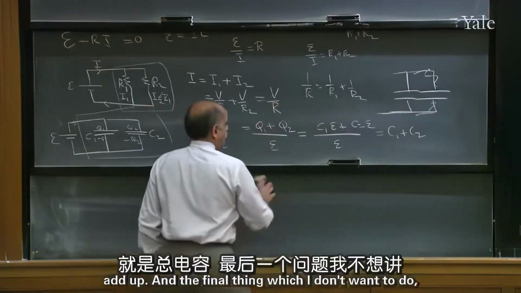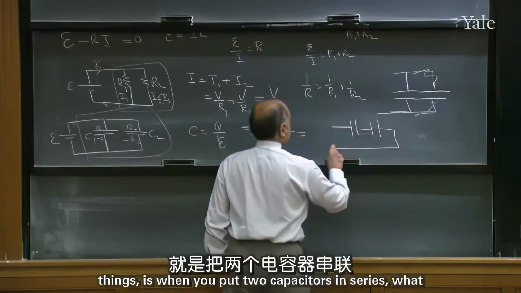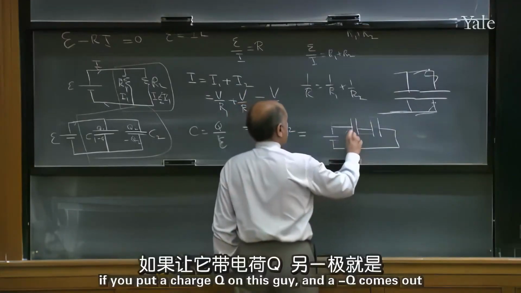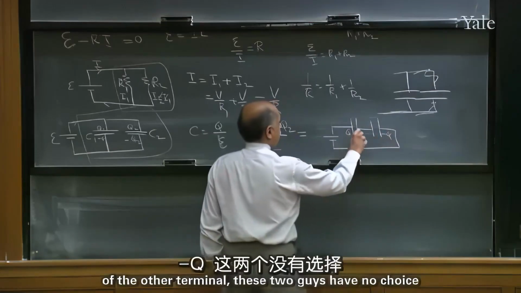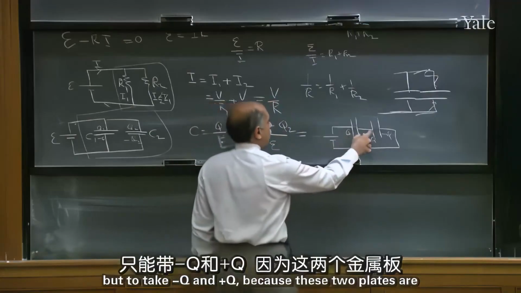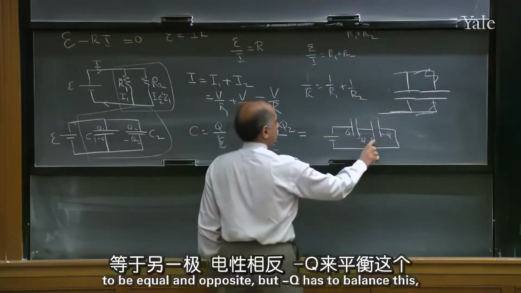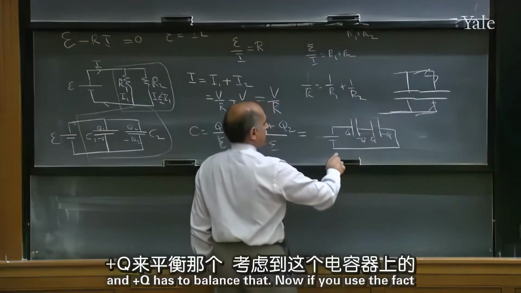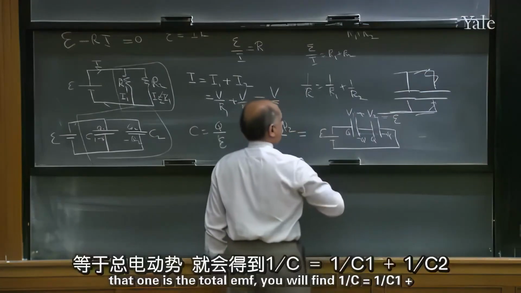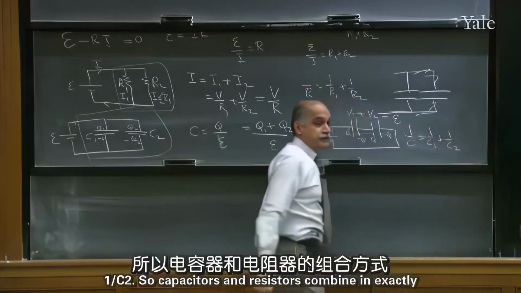And the final thing, which I don't want to do, because I want to move on to more interesting things, is when you put two capacitors in series, what happens, you can take it as a homework problem, that if you put a charge Q on this guy and a minus Q comes out of the other terminal, these two guys have no choice but to take minus Q and plus Q, because these two plates are isolated from the world. The charge they can have has to be equal and opposite, but minus Q has to balance this and plus Q has to balance that. Now if you use the fact that the voltage drop on this one plus the voltage drop on that one is the total EMF, you will find 1 over C is 1 over C1 plus 1 over C2.